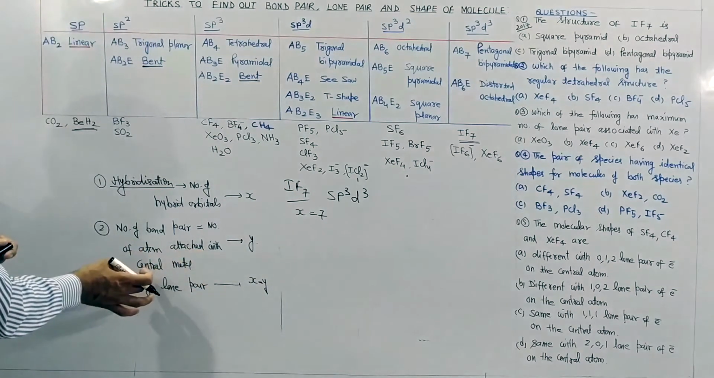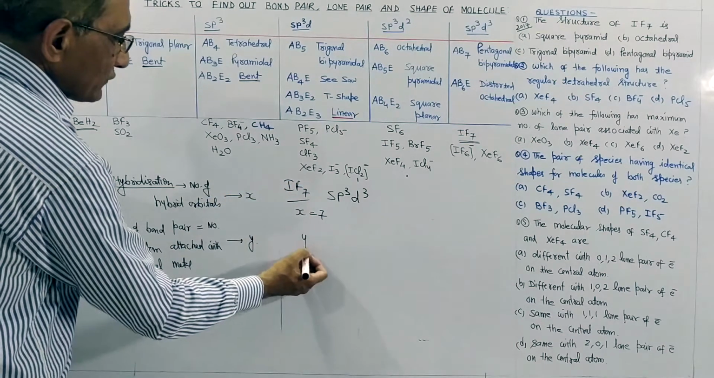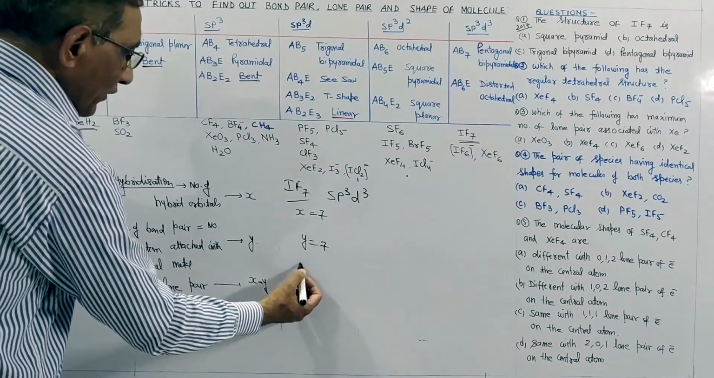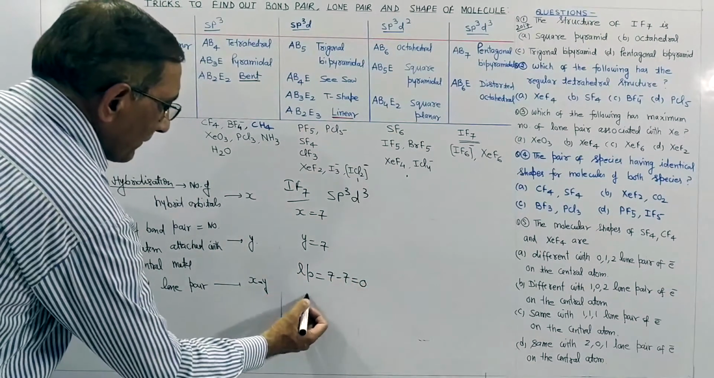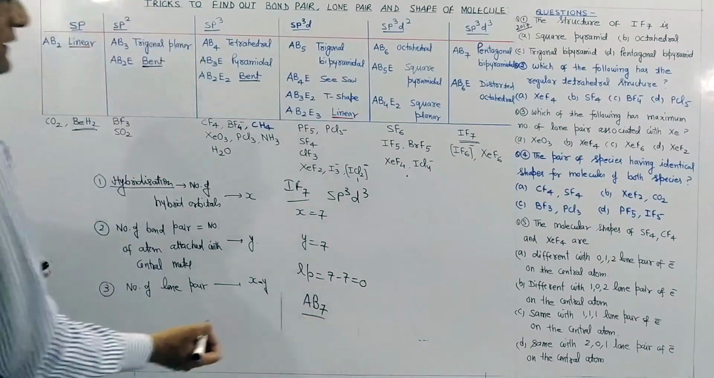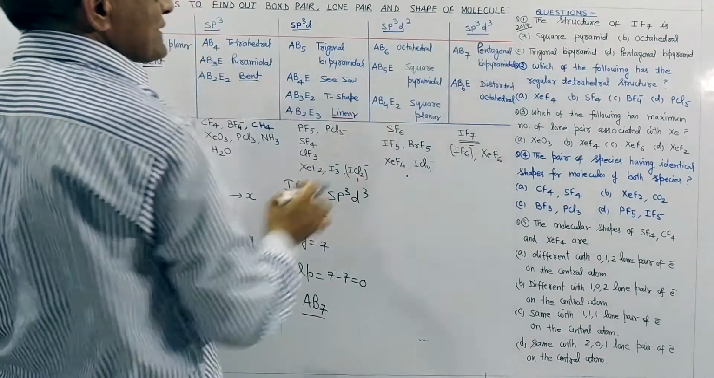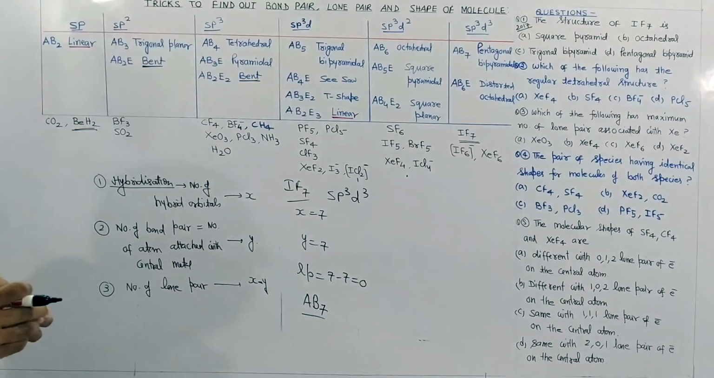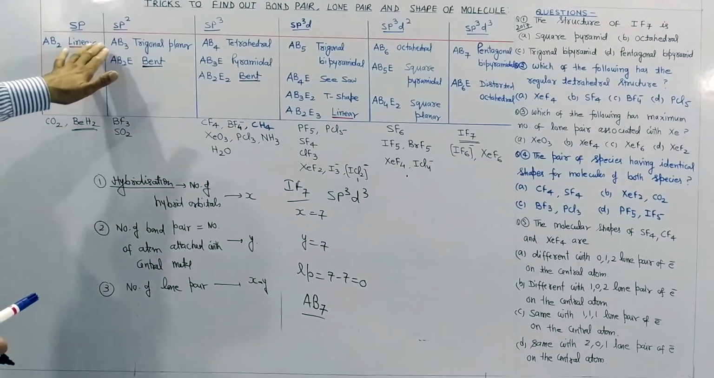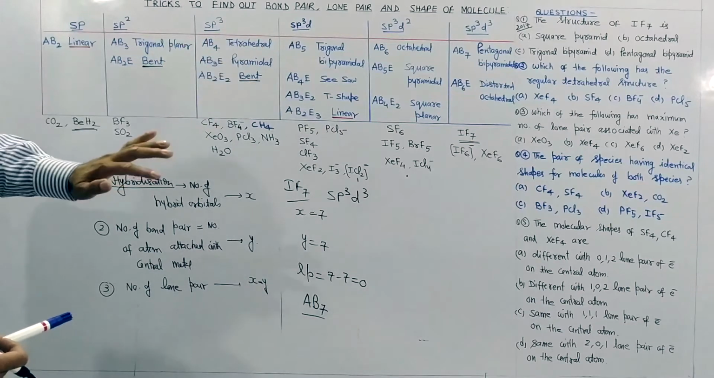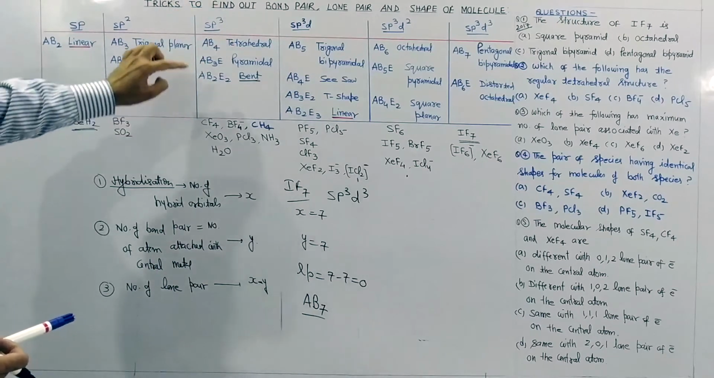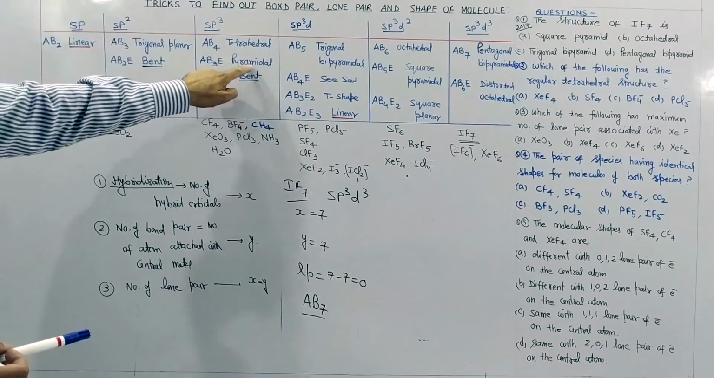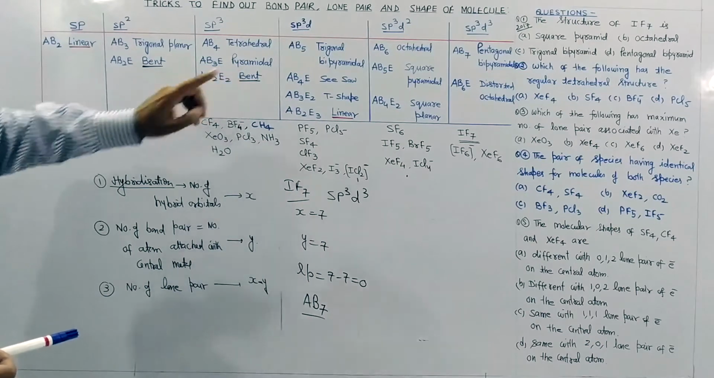Bond pair will be equal to the number of atoms attached with the central atom, 7. So y is equal to 7, and number of lone pairs will be 7 minus 7 is equal to 0. So this compound will be AB7. AB7 means its structure will be pentagonal bipyramidal. Always remember, if there is no lone pair, if the molecule is AB2, linear; AB3, trigonal planar; if the formula is AB4, then it will always be tetrahedral. If one lone pair is present, pyramidal; two lone pairs present, bent molecule.